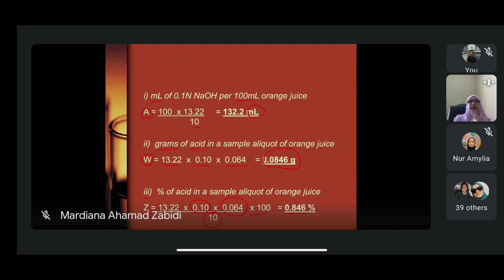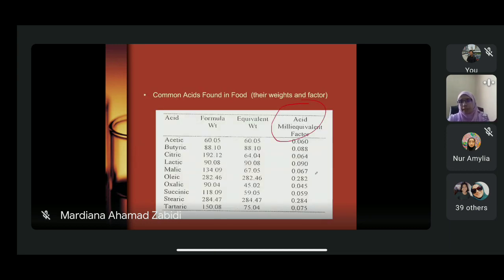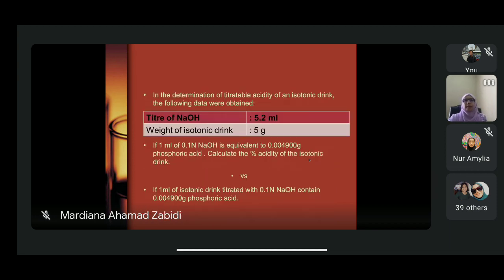Alright, so yang ini tak ada masalah. Okay, sebab this one very clear cut. You boleh tengok juga dekat dalam table ni. Kan kita tengok dekat sini citric acid, dia punya milli equivalent factor is 0.064. Okay, very clear cut. Sama, tak ada masalah.